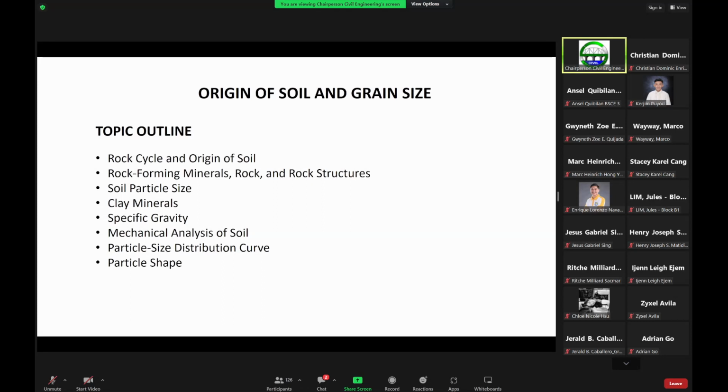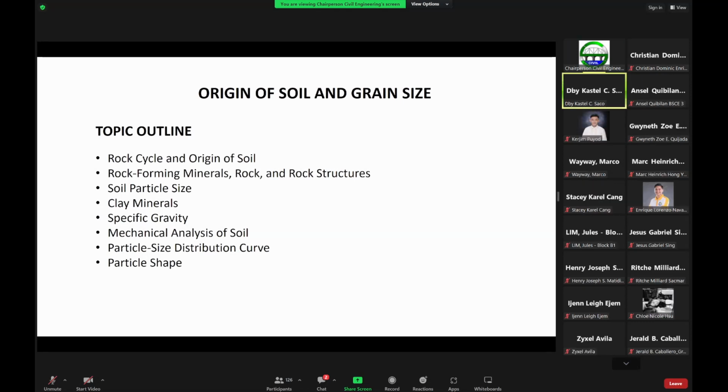But let's just try to recall these topics, as soils are basically coming from rocks. That's the origin of soils. Let's try to understand a little bit about the rock cycle and the origin of soil, the rock forming minerals, the rock and the rock structures, soil particle size, some clay minerals, specific gravity, mechanical analysis of soil, particle size distribution curve, and the particle shape.